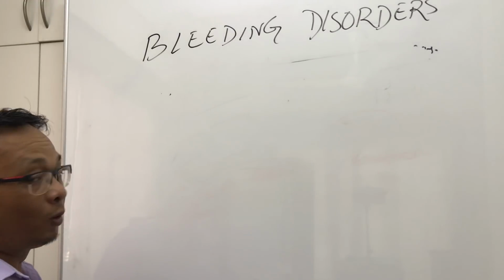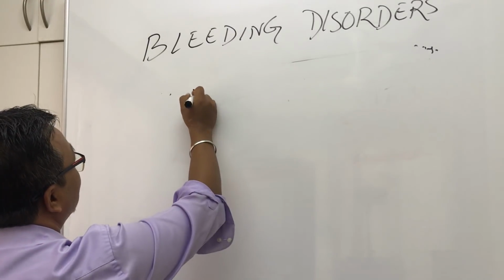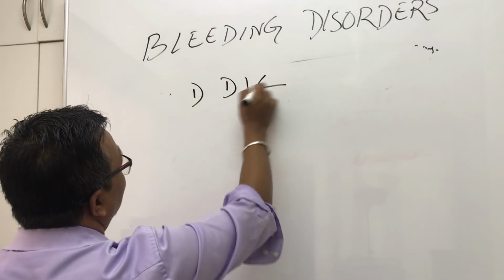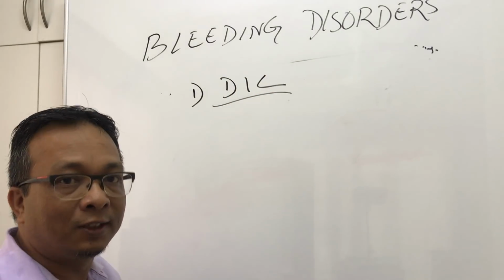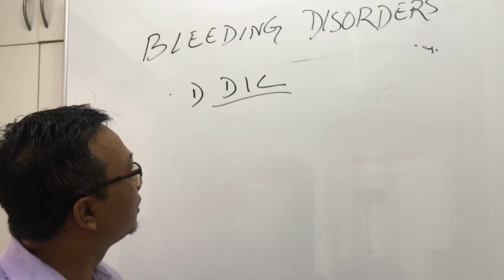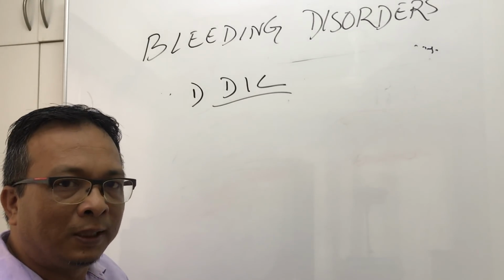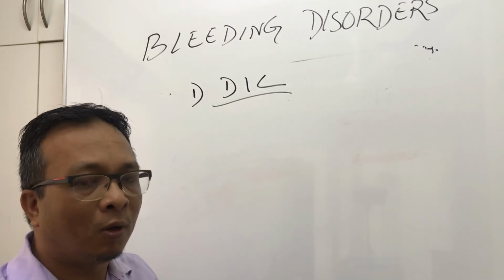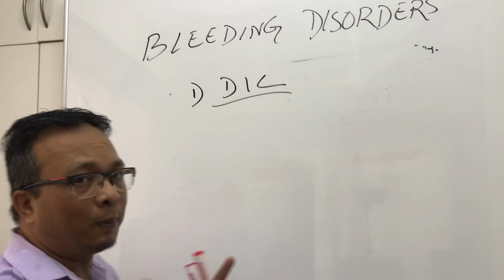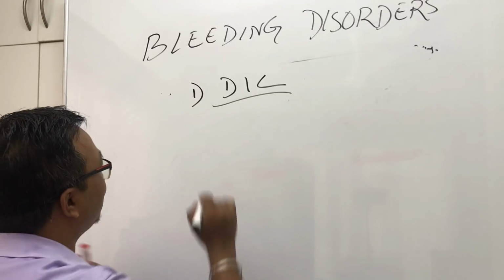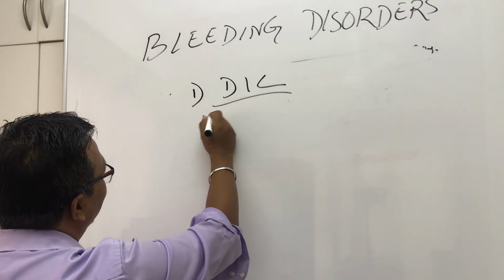So before going to the clotting factors, let me explain what DIC is. Disseminated intravascular coagulation, DIC. The basic mechanism of DIC is that there is consumption of all these clotting factors. Now remember, we have two types of clotting mechanism, extrinsic and intrinsic. Intrinsic starts with factor 12.